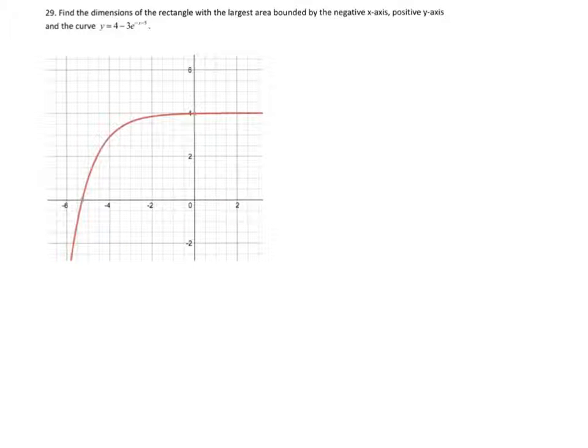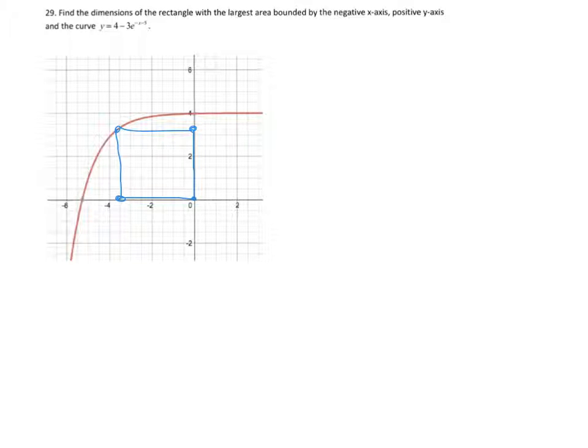But this time we want the rectangle to be bounded by the negative x-axis, the positive y-axis, and the curve. So we've got a rectangle somewhere in here, and we want this rectangle to have the greatest area possible. And so we're going to be graphing this in the graphing calculator, but we need to write a function for the area of this rectangle.